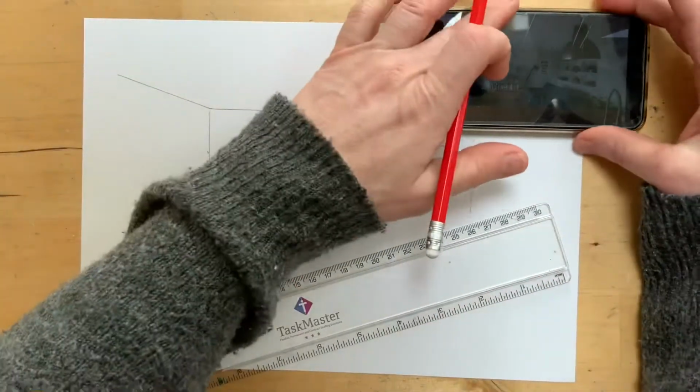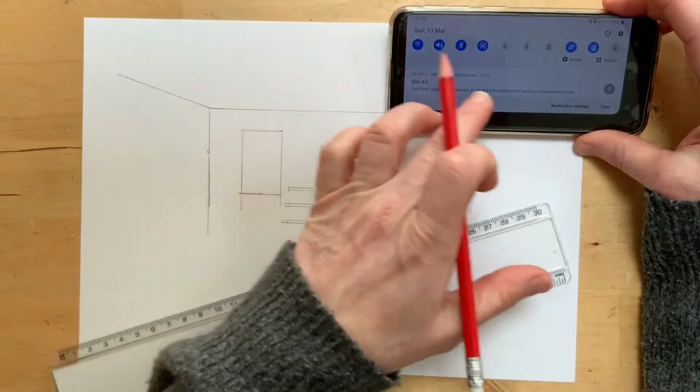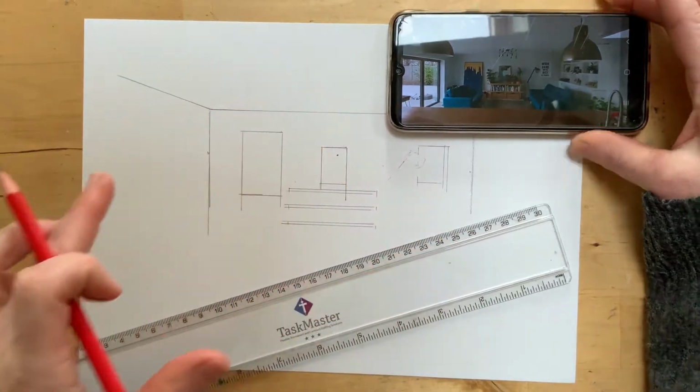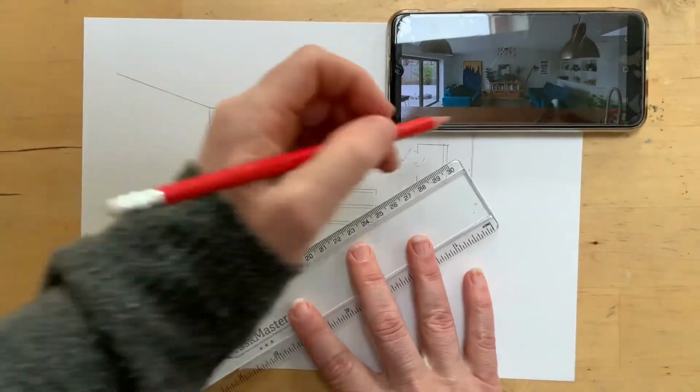So I'm drawing, I just put my thing up because it's hard to see. There we go, is that a bit better?